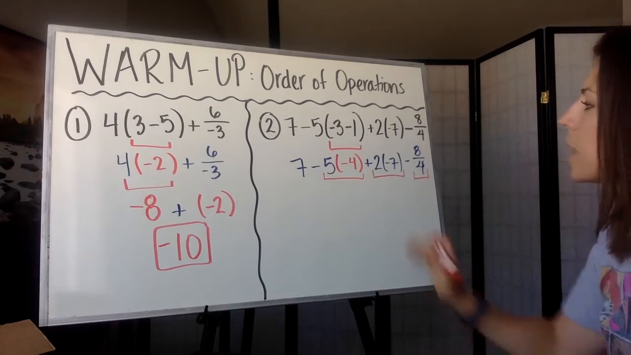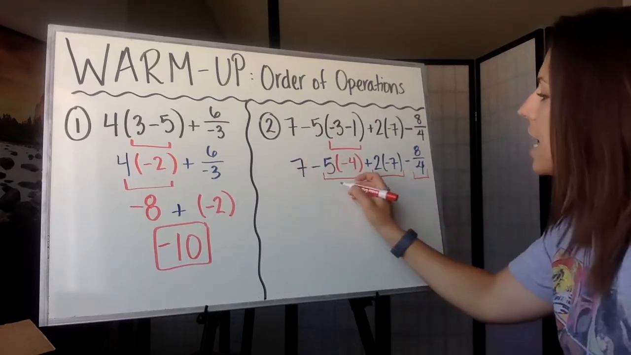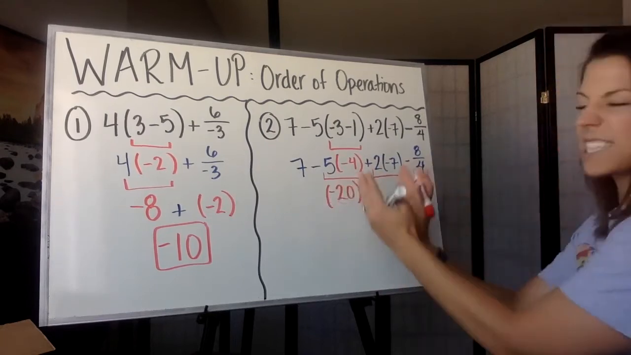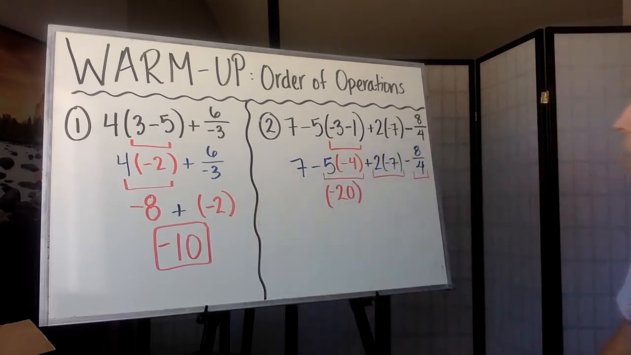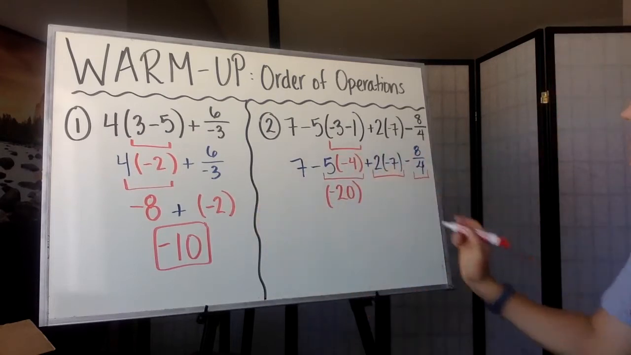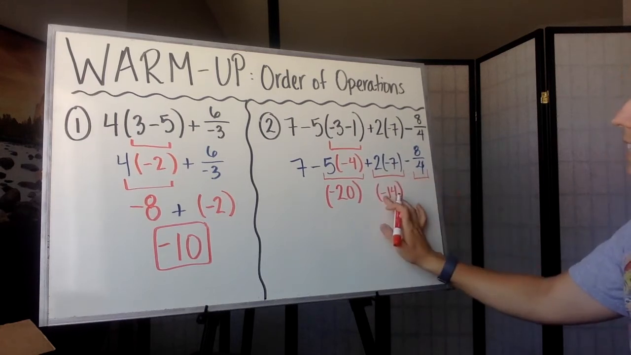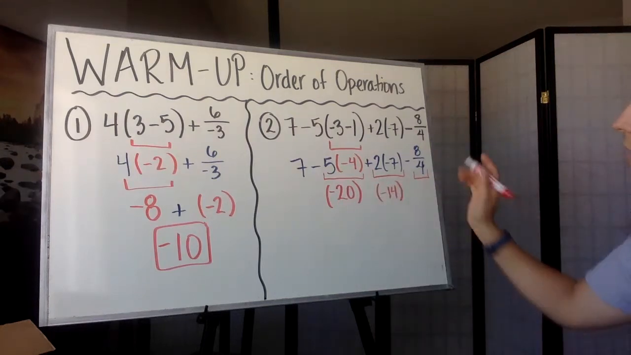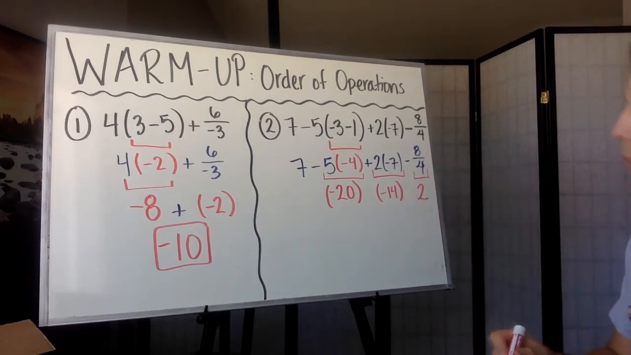So 5 times negative 4, a positive 5 times a negative 4 is a negative 20. And because that term is in our expression, I am putting parentheses around it to separate it from the subtraction symbols. 2 times -7 is -14. Again, because it's a negative term, I'm putting it in parentheses so that I don't confuse that with a subtraction sign. And 8 divided by 4 is just 2.